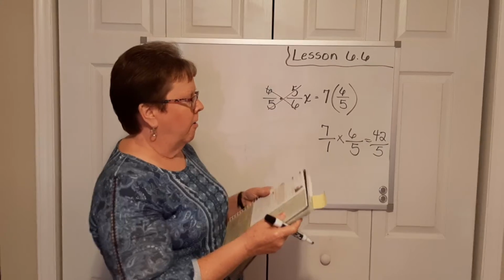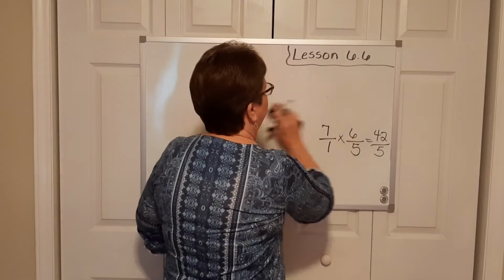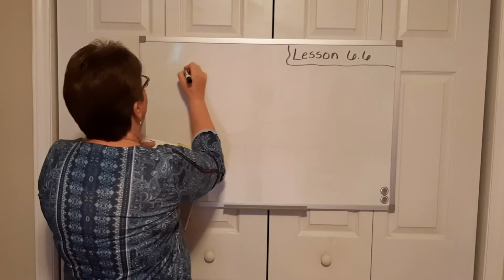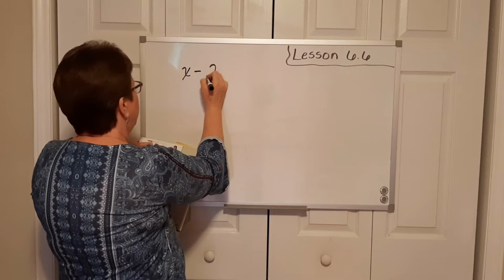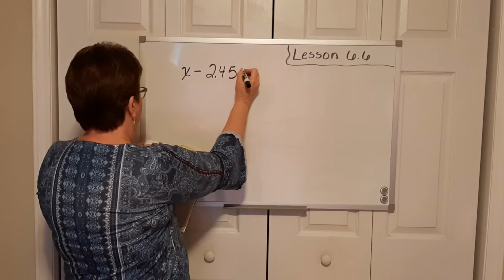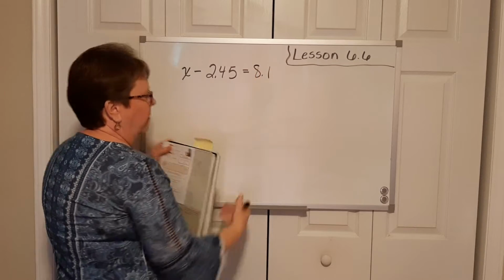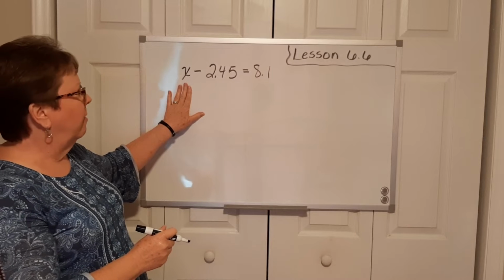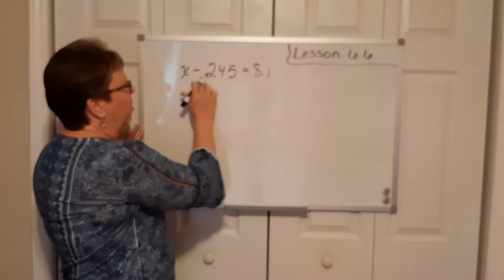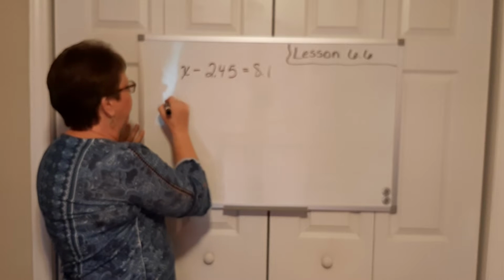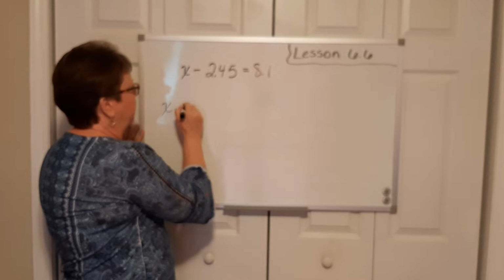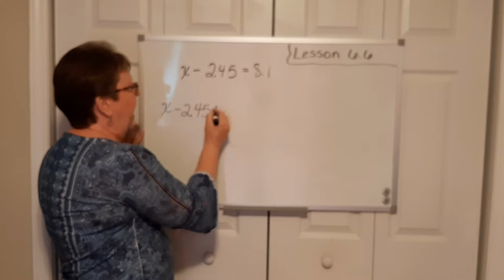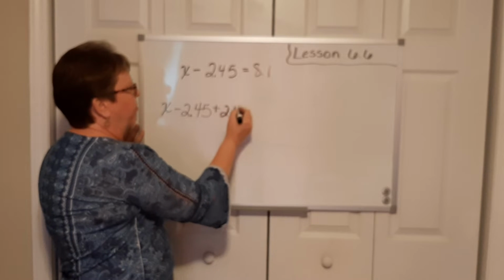All right, let's do another one. Give you a sample of some different kinds of equations here. All right, here we have x minus 2.45 equals 8.1. Again, our goal is to get x on this side by itself. And so here we're subtracting the 2.45, so we're going to have to do the opposite of that. If we're subtracting 2.45, to get rid of it, we're going to have to add the 2.45.